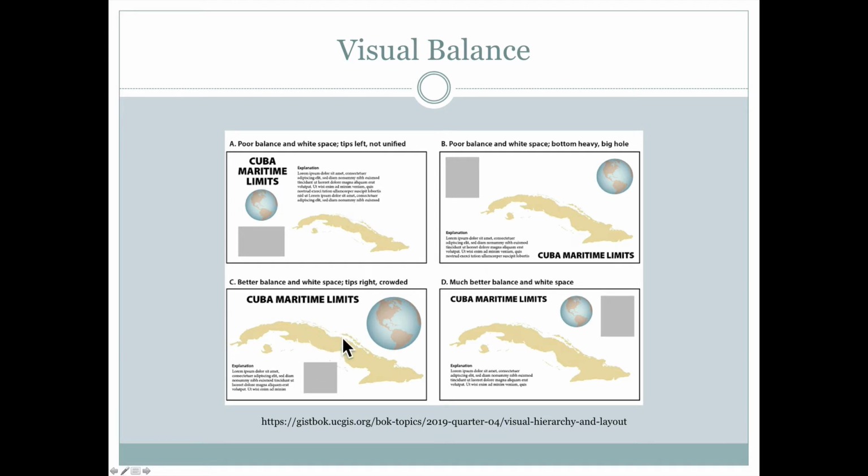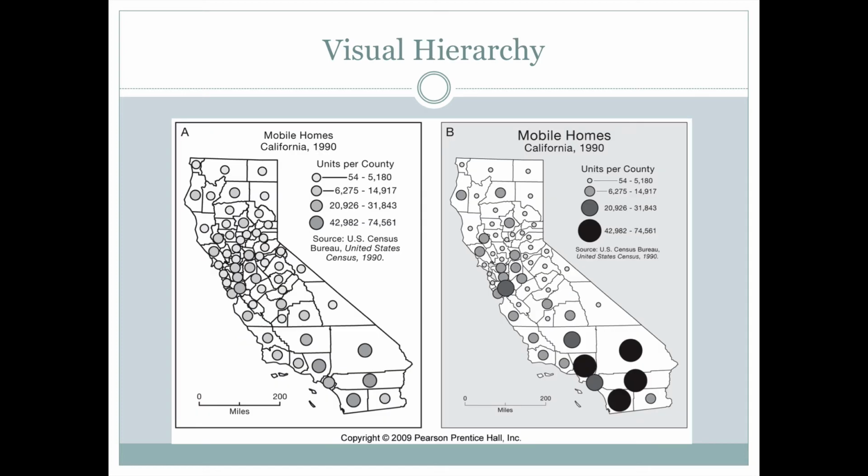I am seeing some balance here, but this kind of looks a little crowded to me. I like how that curve follows the curve of the map, but this box here looks unbalanced to me. And this one probably is the best balance, where we have the explanation down here, the map here, the locator map, the figure, and then the map title up here. So a lot of times this is just something that you need to play with until you feel happy with it and feel like you've achieved a good visual balance.